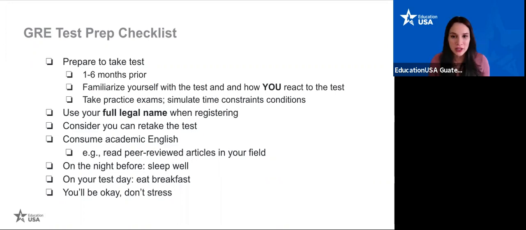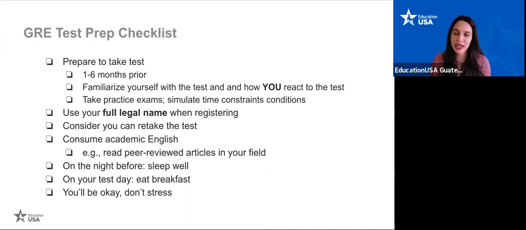And then real quickly, the night before, make sure that you sleep. Don't stay up studying. That is not going to do you any good. And on the test day, please eat breakfast, because you're going to be there for a long time. And who knows if you'll be able to eat or really take a break for eating. So make sure that you get your fuel. Your brain will need it.